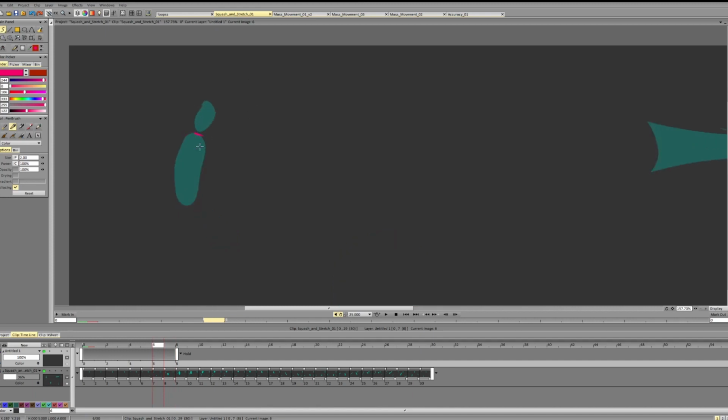Since it's going forward, it should have forward momentum, so I would move this particle a bit further so it doesn't stop in one spot. And the same thing with this particle. I would move it slightly forward to retain that momentum. Right now we're kinda losing the momentum.